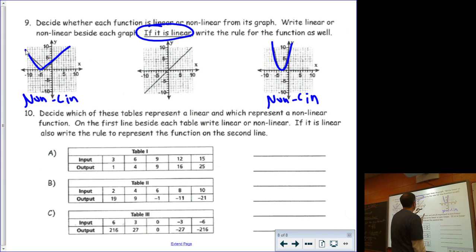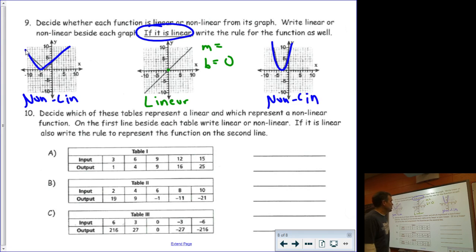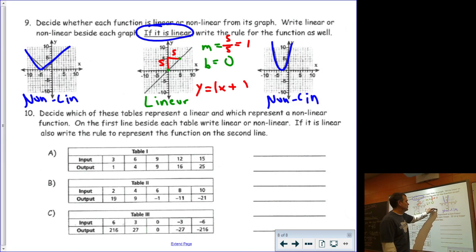So if I'm going to write the rule for this, I need to figure out the slope and the y-intercept. All right, well, the y-intercept is right there. It's 0. The slope is a little tough to tell because the boxes are so small. It looks like that's a good point right there. And I could get the slope by doing the rise over the run, which looks like 5 over 5, or just 1. So I know the slope, I know the y-intercept, I can write the equation y equals 1x plus 0.